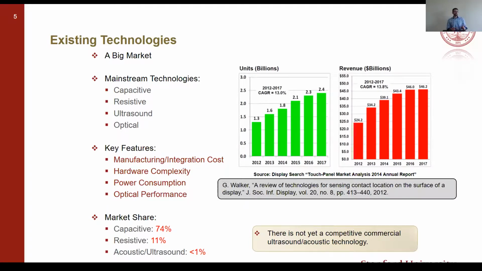But if you look at the market, really, ultrasound one has a lot of advantages over the conventional ones, like the capacitive ones, resistive ones, which I'm going to motivate in the next slide. If you look at the market, given all those advantages, ultrasound shares less than a few percent of the market. And that was the motivation for what we tried to do. And I would like to draw your attention also to the paper that was cited there by G. Walker, which goes through all the details that I motivated just now.